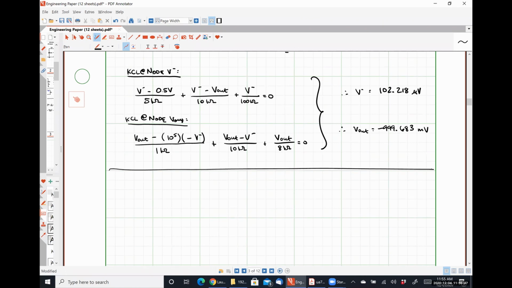So let's consider another circuit. Okay, and this one's going to be significantly easier to analyze.